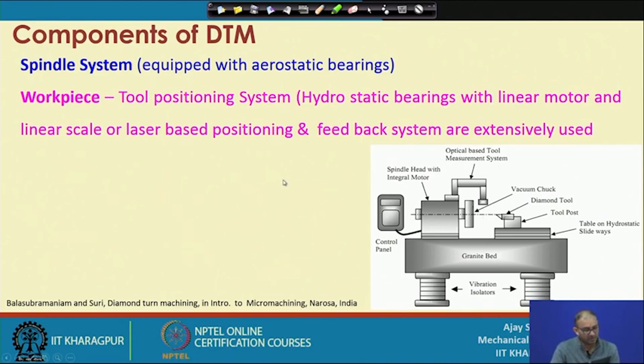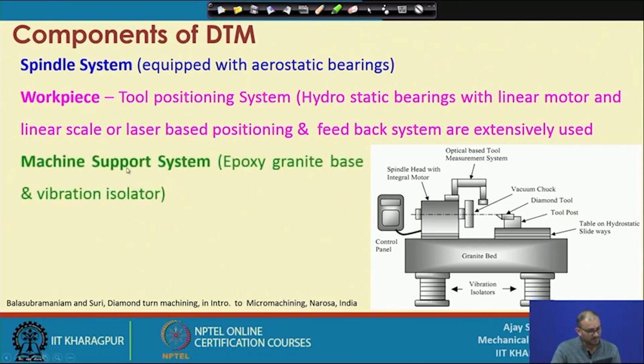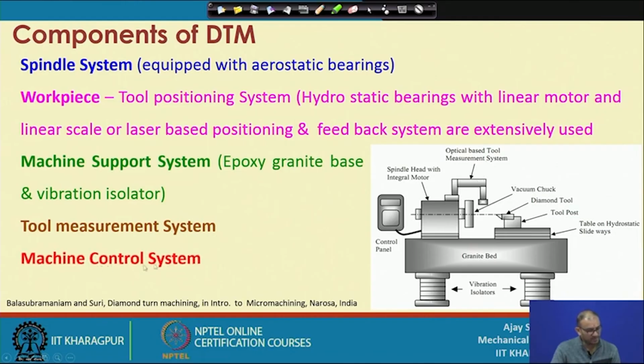So, that depends on how much customization and how much sophistication you require on the machine; depending on that, you have to spend more cost and other things also. Machine support system: we have seen the epoxy granite base and vibration isolator, the same thing we discussed in the micro machining machine component. Tool measurement system is located here, and the machine control unit.